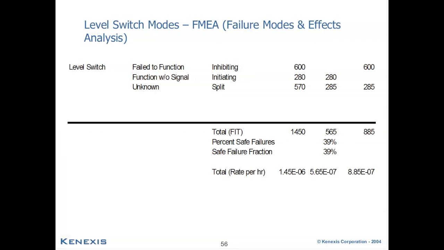This allows us to develop failure modes and effects analysis, or FMEA, for components. What we have here is the level switch and the listed failure modes, and we defined each of these failures in terms of whether this failure mode will be an inhibiting action, an initiating action for the SIF, or whether we'll take a split of the value as noted before in the unknown values. So whereas before we may have had a total failure rate as listed below of 1,400 FITs, now we're able to subdivide some of those failures into safe failures and some of those as dangerous. And we'll note that from this particular example, we have a safe failure percentage of 39%.